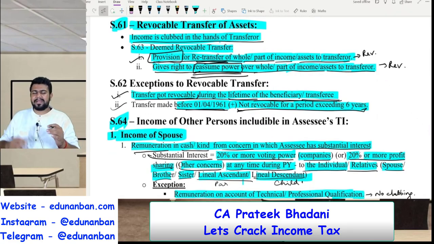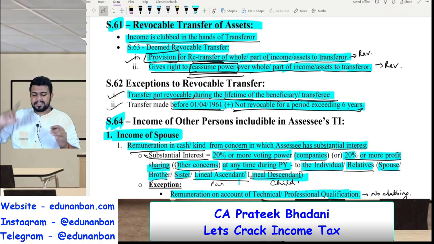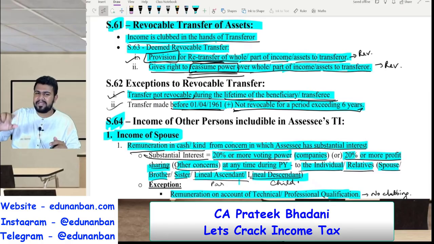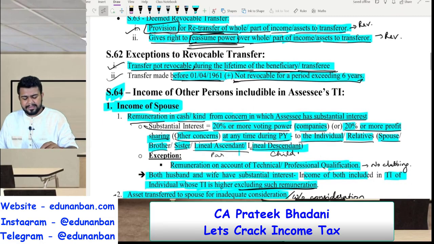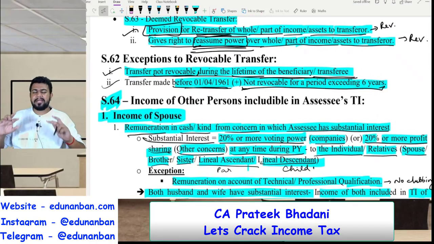So what is revocable transfer, sir? A temporary transfer, or a transfer where the income comes back to the transferor. Such transfers are called revocable transfer. Whenever there is a revocable transfer, the income from the asset is clubbed in the hands of the transferor. So who will receive the income? The transferee. But who will pay the tax on the income? The transferor will pay. Okay?